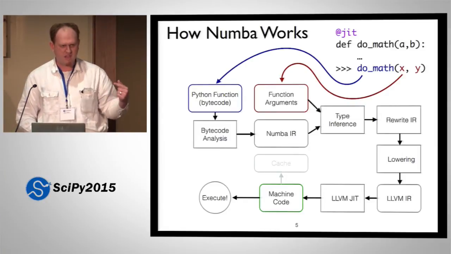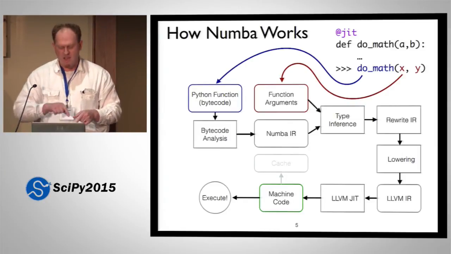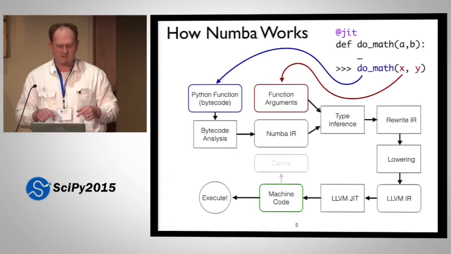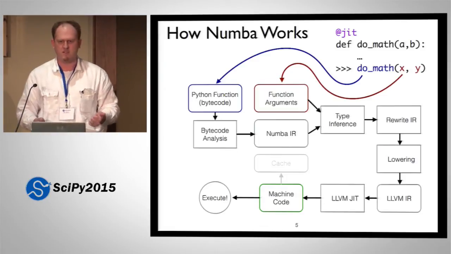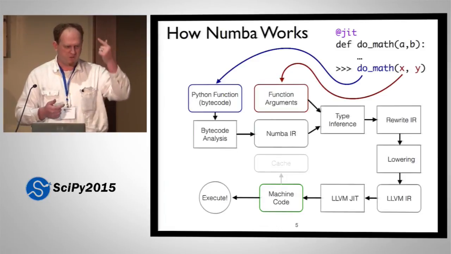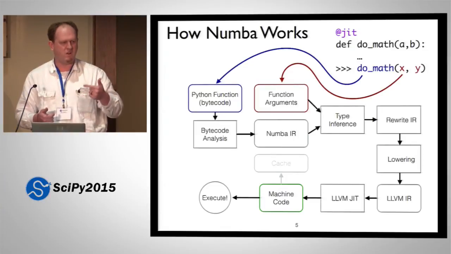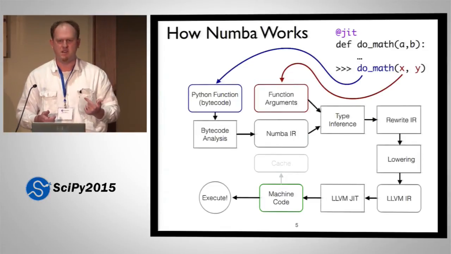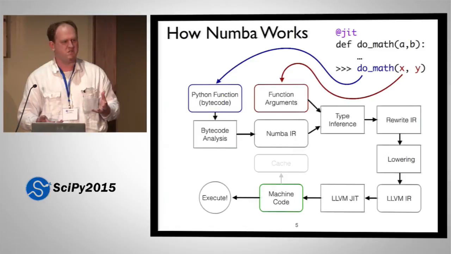And then at the same time, we take your function arguments, x and y there, and we feed them into the type inference engine. And the point is to say, okay, you called doMath with a float and an int, then we go through the whole rest of your function body and figure out what all the types of all the other variables should be, given those inputs and the operations you do on them.